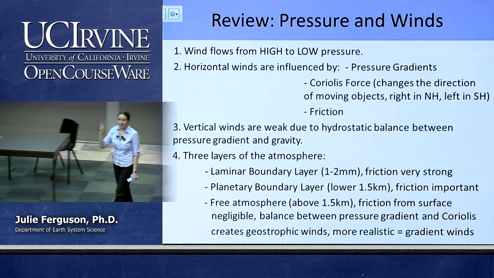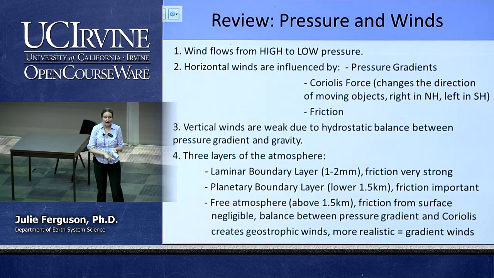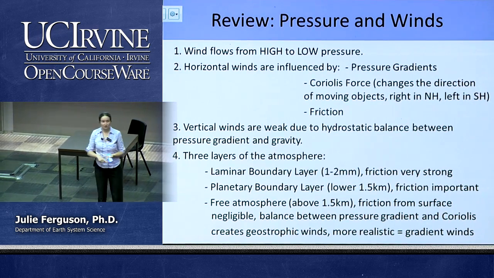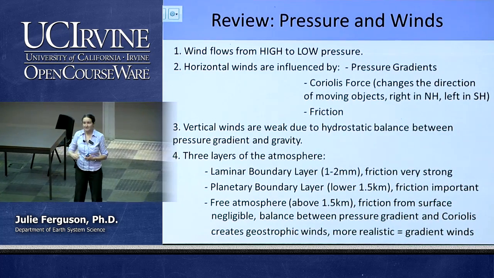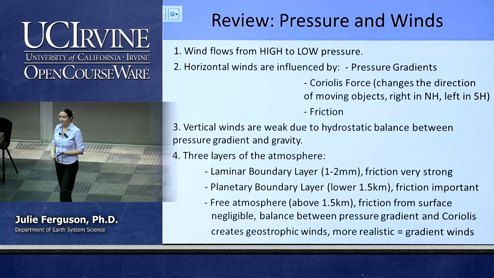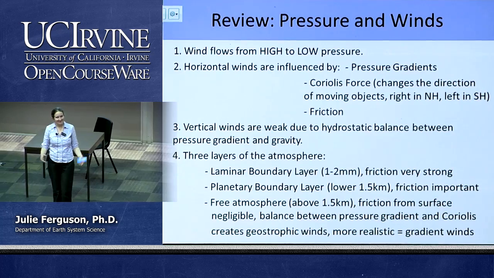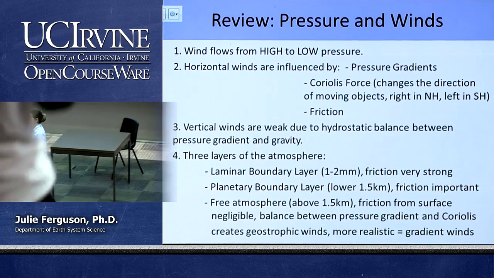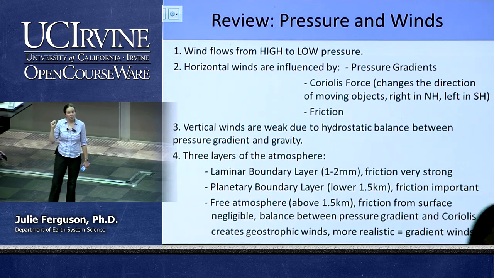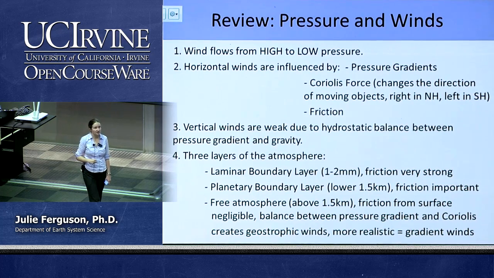Horizontal winds are influenced by 3 things. First of all, we need a pressure gradient. If we don't have a pressure gradient, then we're not going to get movement of air. So first of all, we need that pressure gradient in order for air to start moving. The second thing that we need to take into account is the Coriolis force. Ideally, we would be on a completely stationary Earth, and then that would make our life a lot easier. But we're not. So we have to deal with the Coriolis force. And this changes the direction only. Doesn't change the speed of that wind, but it does change the direction.